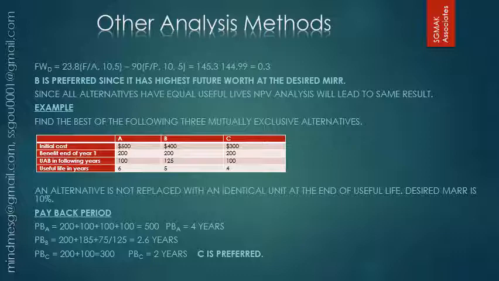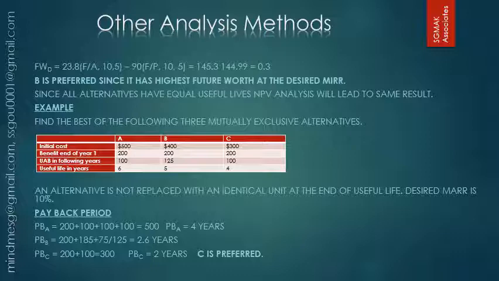Now I've got three mutually exclusive alternatives. You got to select one of them, and you got to find out which one is the best. You got the initial cost, benefit changes year one. You have one kind of benefit, and then benefit changes starting from year two. And the useful life, they're not equal. Alternative A has 6 years, B has 5 years, and C has 4 years.